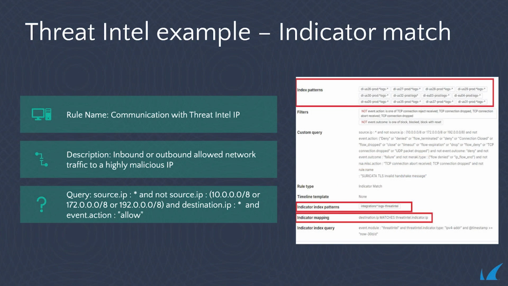So the threat intel example is communication to threat intel, and what this search is for is any inbound or outbound traffic to a highly malicious IP address. And this is the indicator match rule type, and what it's doing, it's searching for all of our clusters that have either source or destination in one of the fields, and it's also searching the threat intel index. And then the EQL itself is just doing a match statement. So if destination or source IP matches the threat intel IOC IP, then it'll generate an alert.